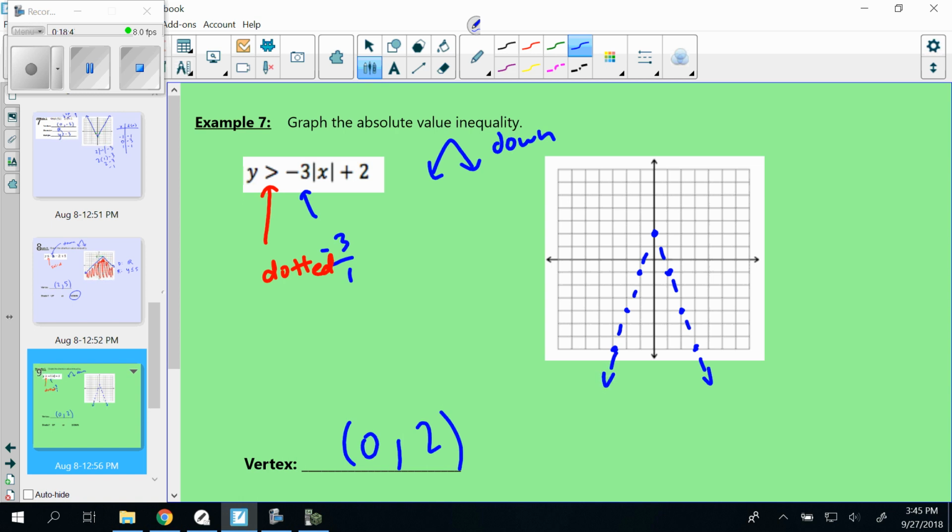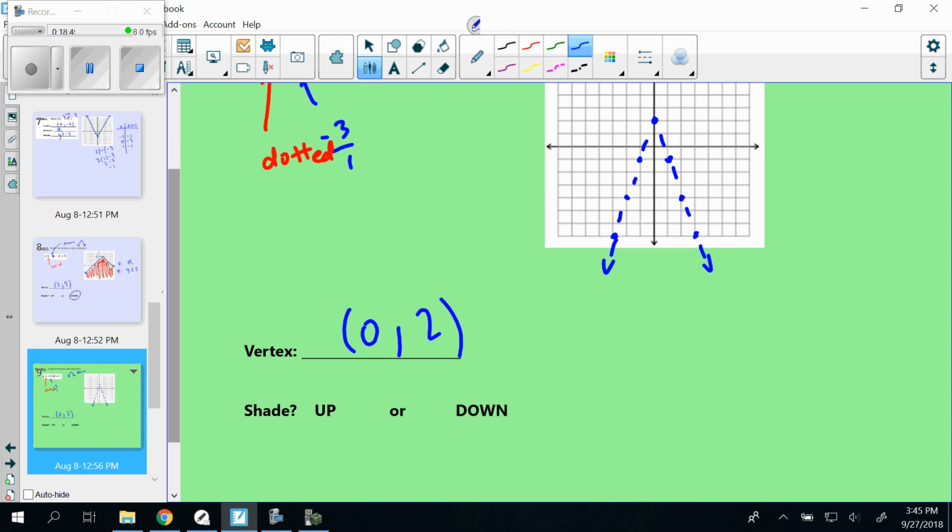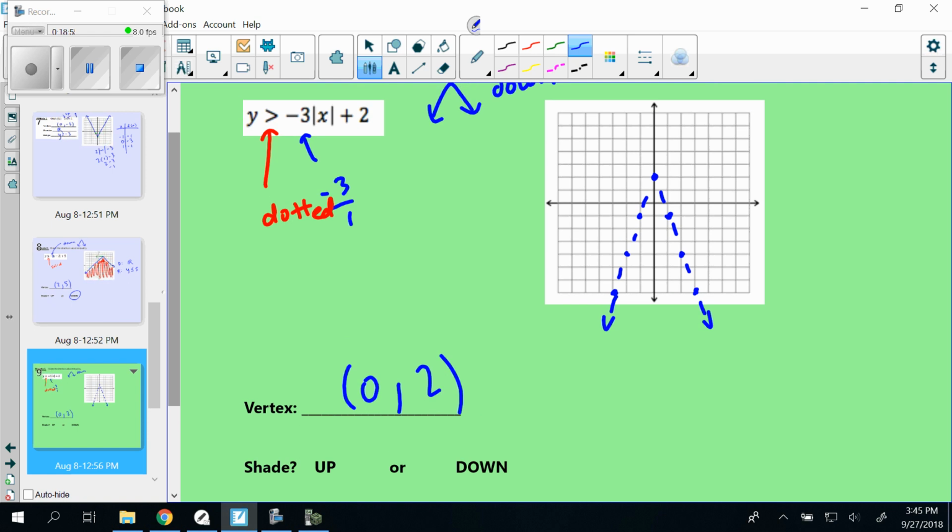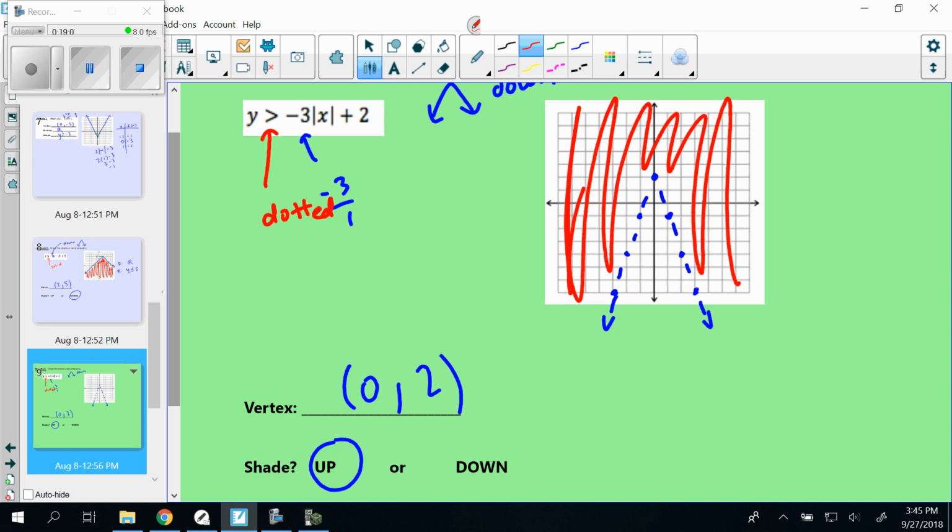Now we have to figure out what kind of shading we should do. On this one it is greater than, so we want to make sure that we're shading up above that. So everything above should be shaded on this one. So here we're shading everything above the absolute value graph, and all of those would be the solutions.